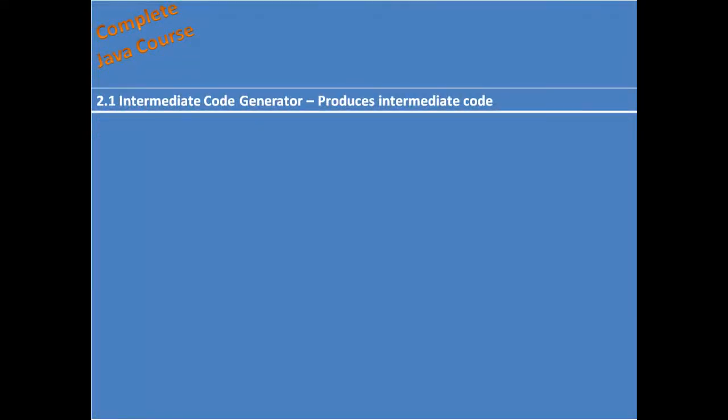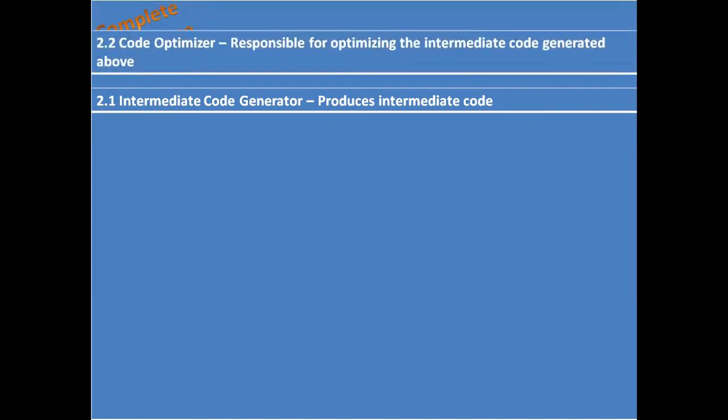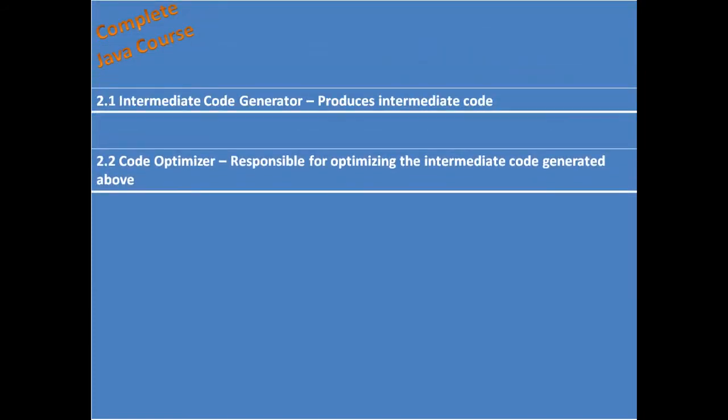Number 2.1 is intermediate code generator. It produces intermediate code. The next functionality of the execution engine is code optimizer, responsible for optimizing the intermediate code generated above. It optimizes the code so it will become faster.